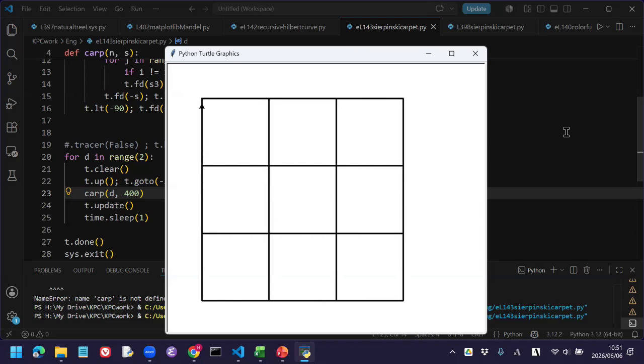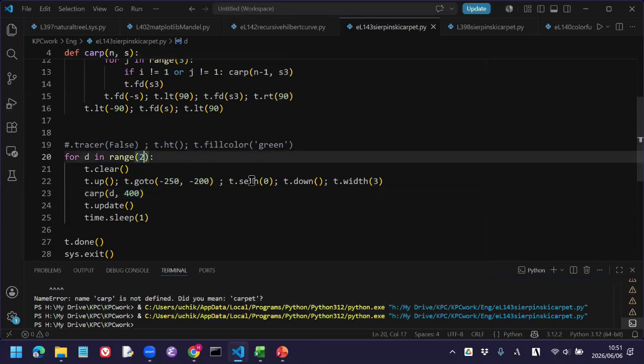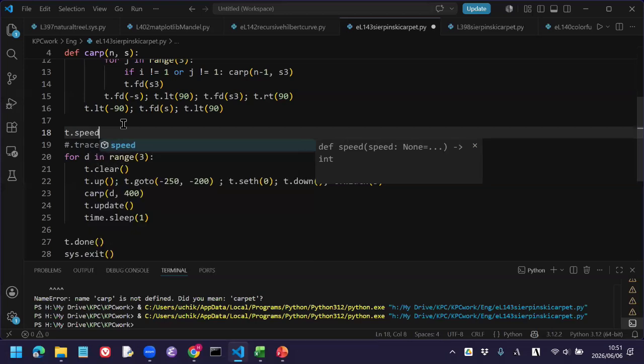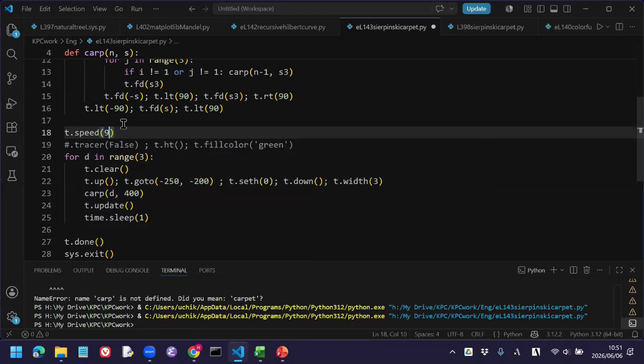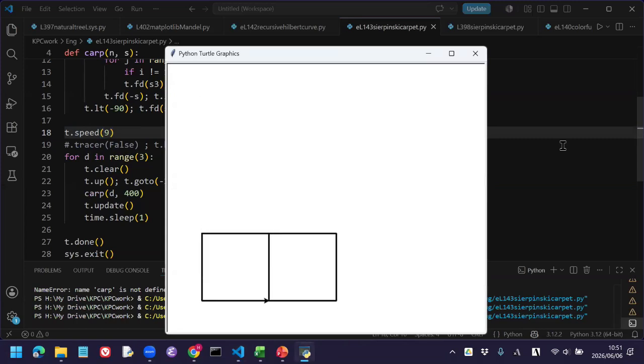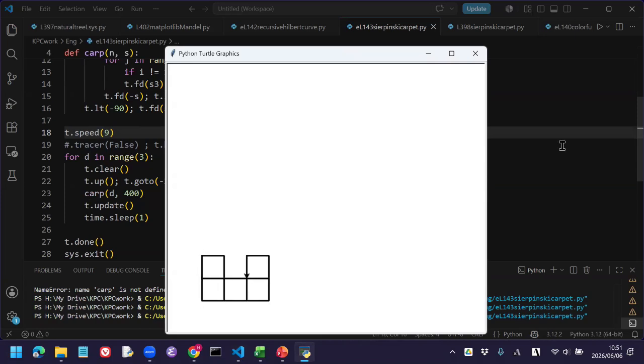Okay. But the output is not so clear. But it seems it's working. Let's change it to 3 and speed up a little, like t dot speed 9, 0. Okay, 9. Let's take one more look. Okay, 0, 1, 2, 3, 4, skipping. Okay, yeah, to see it vividly, and then, yeah, it's doing the right thing. Seems okay.